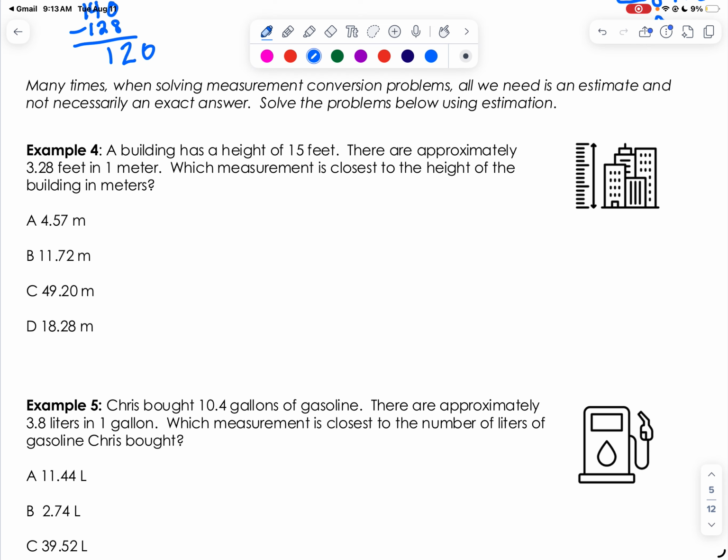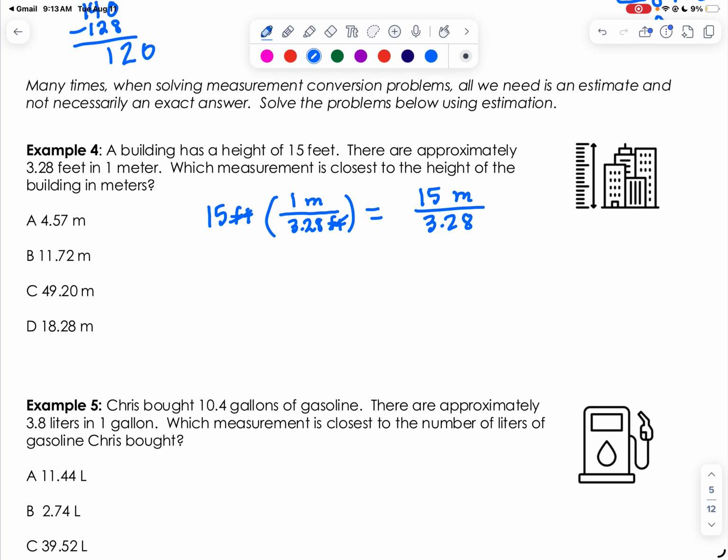So it says a building has a height of 15 feet. So that's what we're starting with. And there are approximately 3.28 feet in 1 meter. So I'll put the 3.28 feet in the denominator, the 1 meter on the top. Which measurement is closest to the height of the building in meters? So the feet will cancel out, and I'm left with 15 meters divided by 3.28.